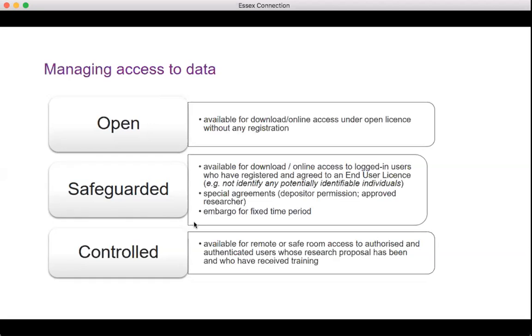And finally, we have controlled access, and this is where we would have very sensitive data or data that cannot be anonymized without making it unusable for future users. This is available for remote or safe room access, and the researchers need to complete a training course, and they need to pass a test as well before being able to access this data.